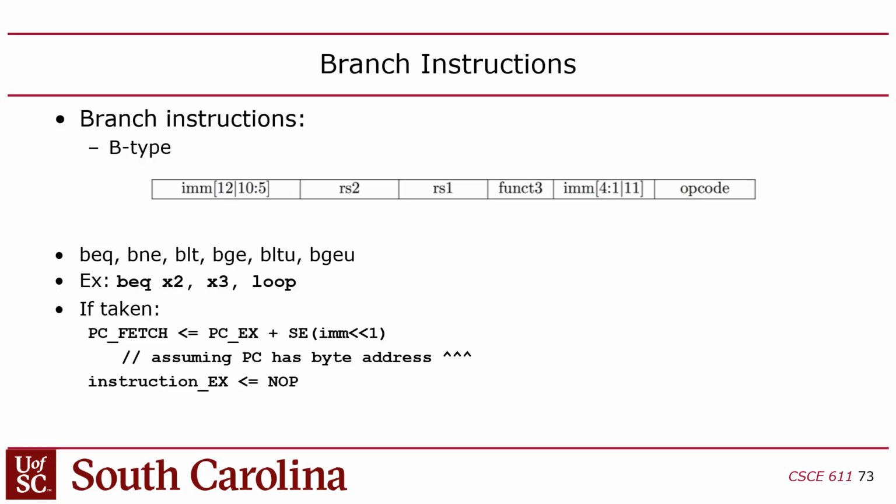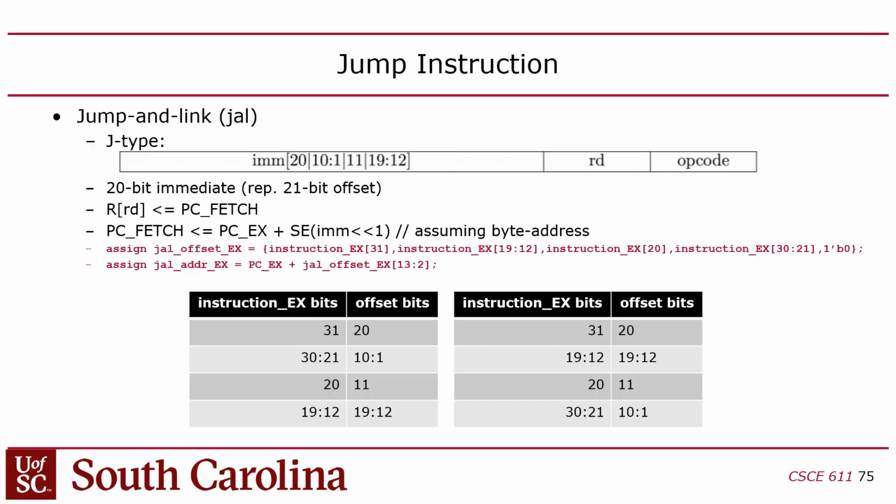The only complication is the offset is spread all over the place and scrambled. You just have to figure out how to actually calculate the offset from the instruction, but it just involves bit twiddling, bit manipulation. So it's not a big deal. It's not like you have to do any arithmetic. You just have to figure out what the immediate is, and the immediate's kind of scrambled. So we gave you that code.